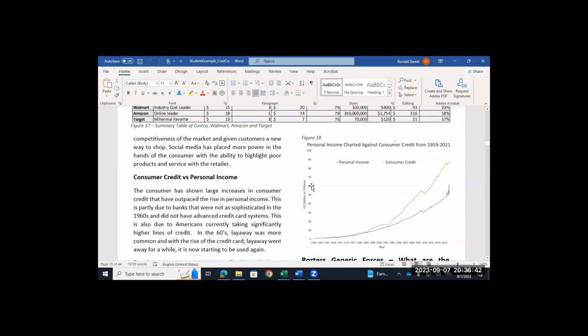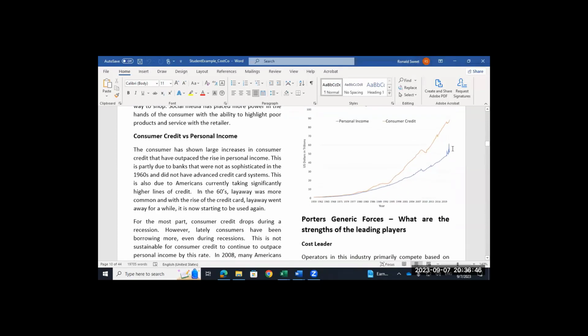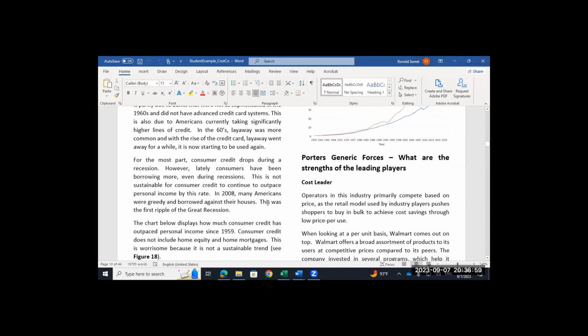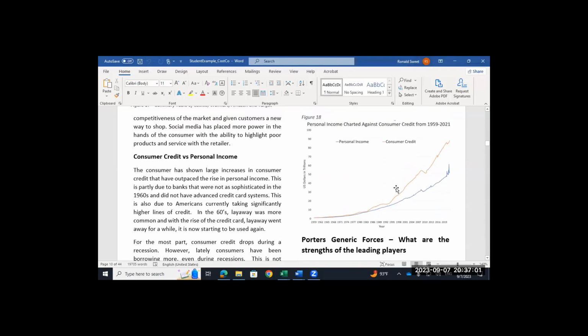He did what I talked about, show consumer credit growth versus personal income growth. COVID messed up the personal income because of those stimulus checks. So you see these major jumps, but you can do that. He probably should have done a log normal on that one, but so you can create your own charts.